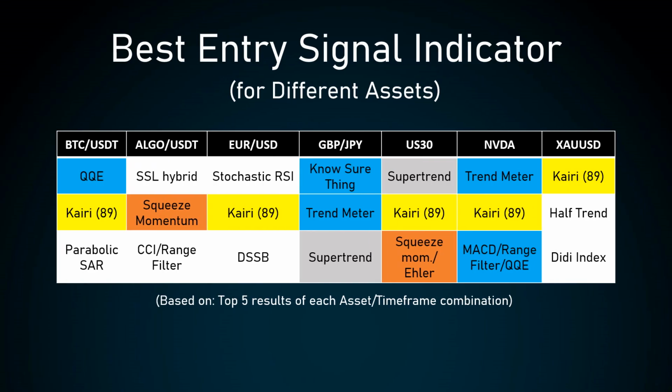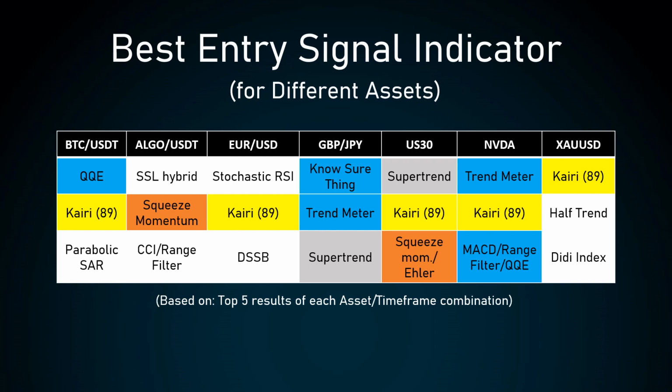I based the ranking the same way as I explained before, so I went over the top 5 results of each asset timeframe combination. The best entry signal indicator on the Bitcoin USDT pair was the QQE, on the ALGO USDT pair the SSL Hybrid, on the EUR USD pair the stochastic RSI, on the GBP JPY the No Sure Thing, on the US 30 index the SuperTrend, on Nvidia the Trend Meter, and finally on the Gold USD index the relative index with 89 length.